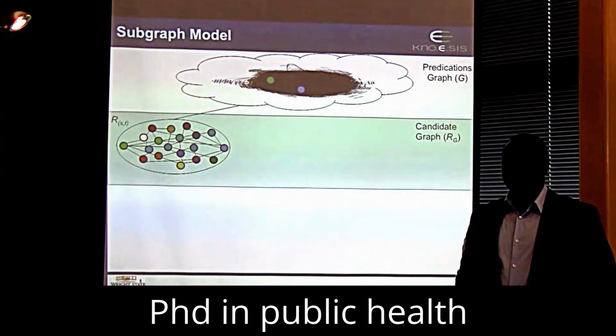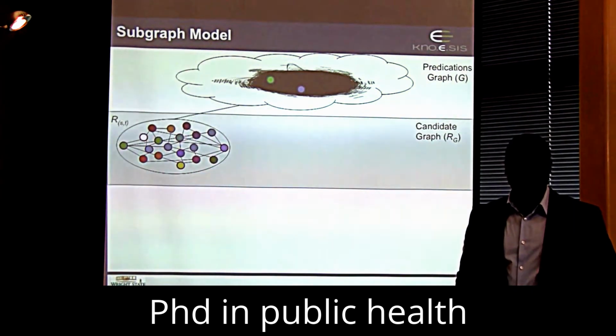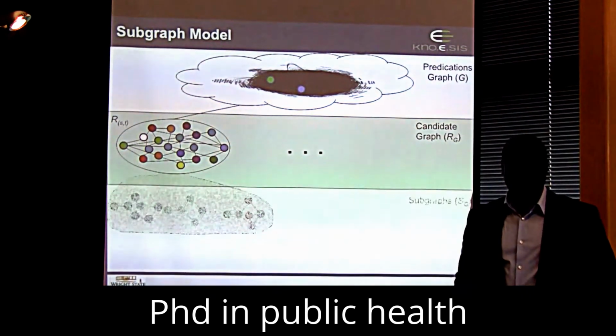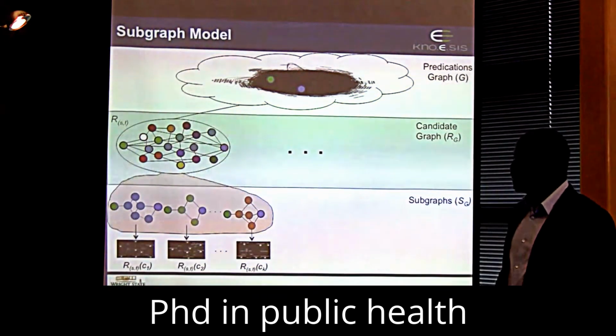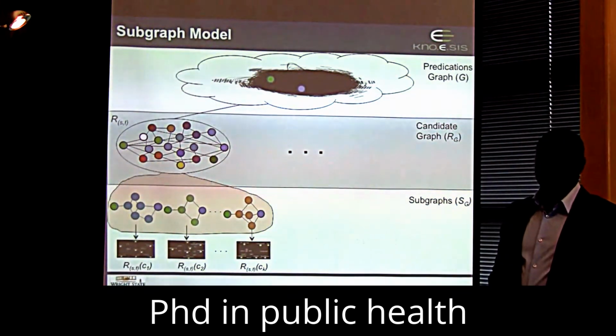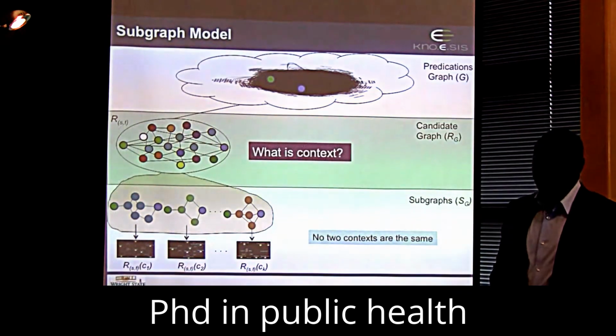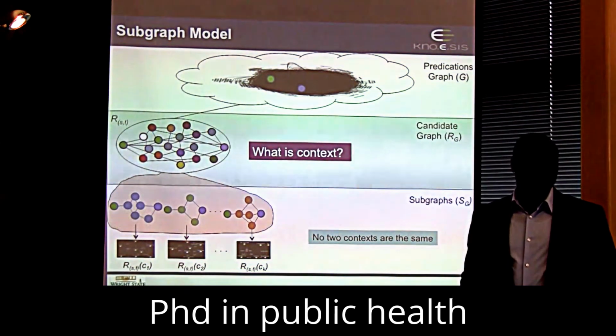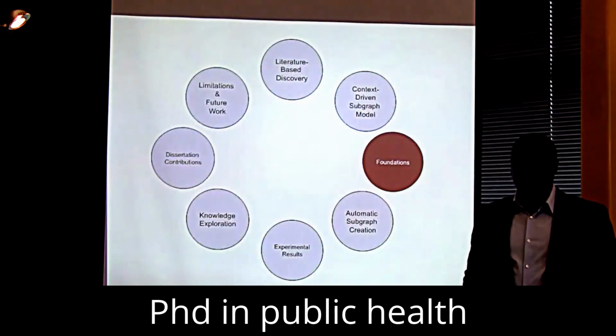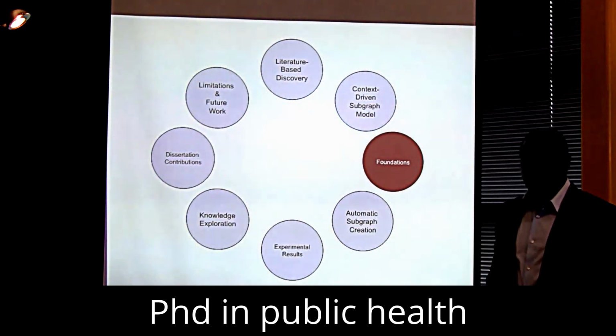And then from that candidate graph, use context to partition the graph and ultimately arrive at these subgraphs on these different thematic dimensions, ideally where no two contexts are the same. The question, of course, is, how do we define context so that we can do this? And that's what we'll talk about for the remainder of the talk.